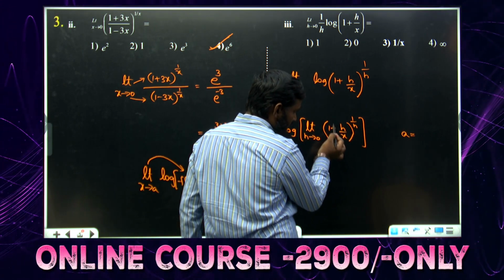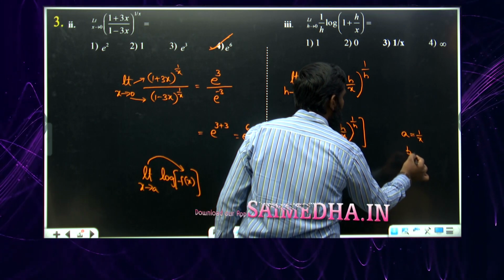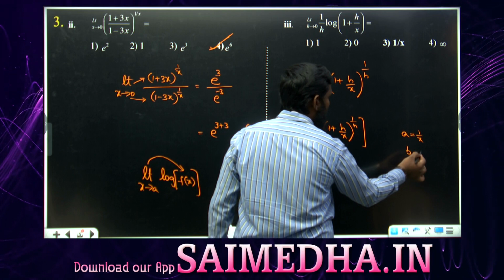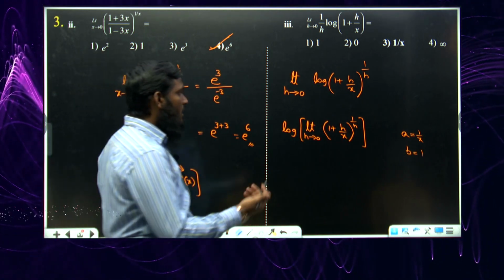What is the coefficient we are having? 1 by x. So 1 by x we have taken. Now what is the b value we are having? The b value is equal to 1. Okay, like this we have taken. Now let us write this part.